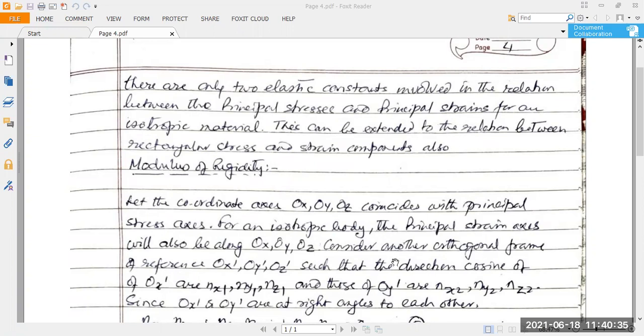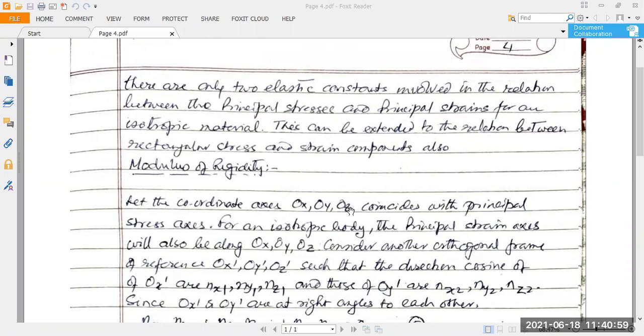Now, let us consider another orthogonal frame of reference, with another set of Cartesian components. Orthogonal means their lines of action are mutually perpendicular to each other, like OX, OY, and OZ. So there is another orthogonal frame originating from the same origin O.